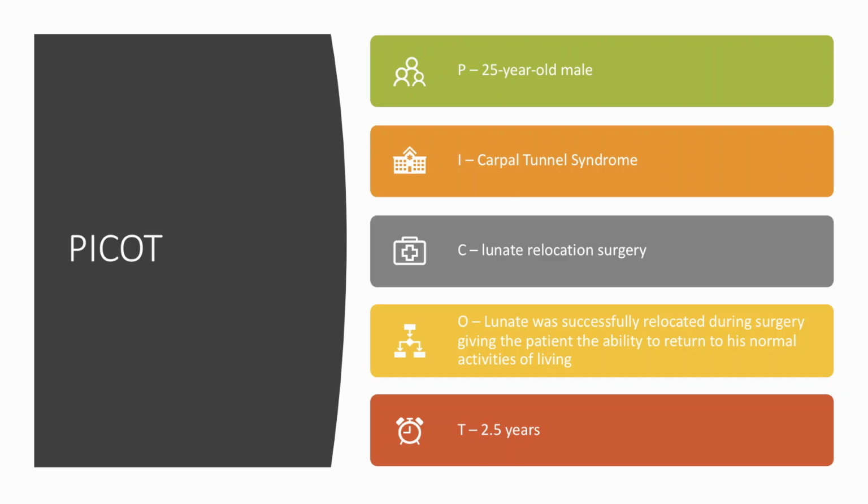For my PCOT analysis, I looked at a case studying a 25-year-old male. This male had a wrist injury that was diagnosed as carpal tunnel syndrome. Later, they found out that it was a lunate dislocation, and they had to actually go in and do that surgery.